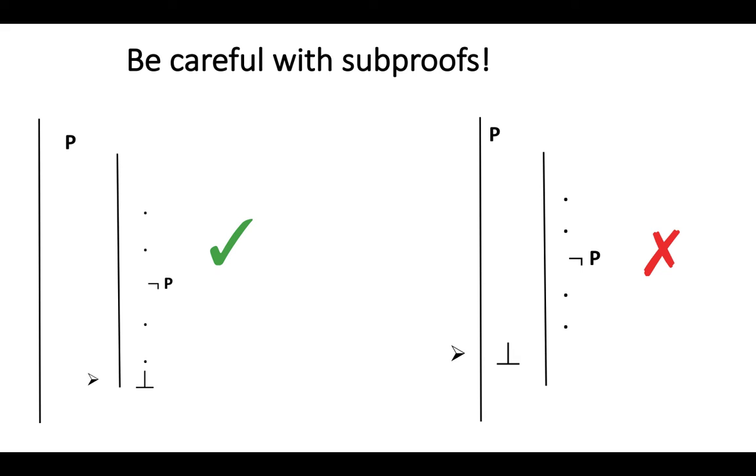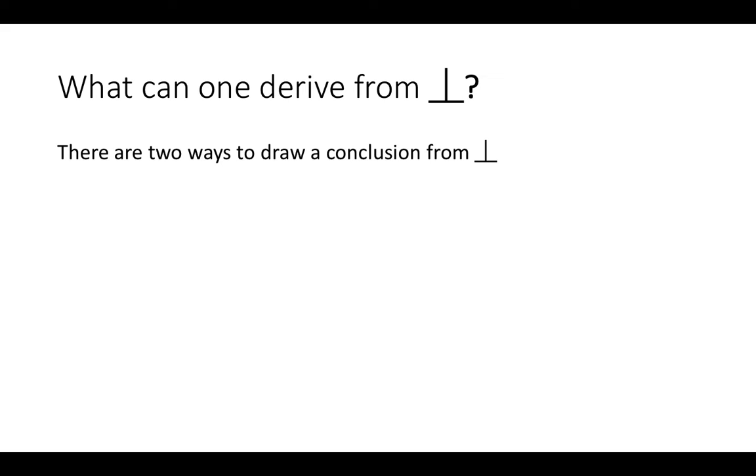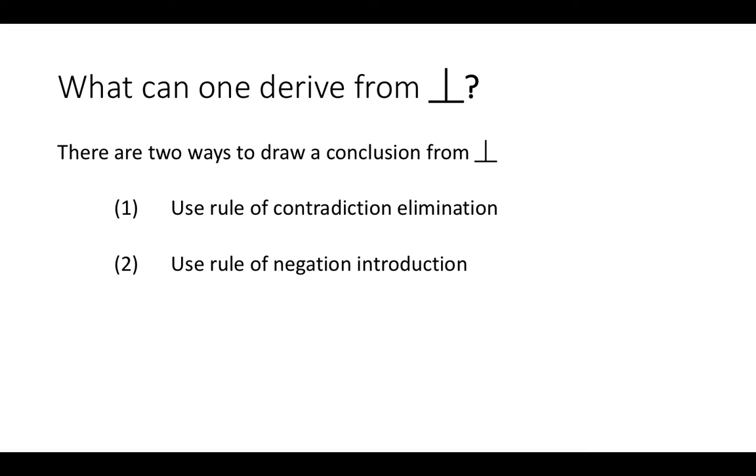Okay, so that's the rule of contradiction introduction. It tells us when we can introduce the contradiction symbol. But once we've got a contradiction symbol, what can we derive from it? Well, it turns out that there are two ways of drawing conclusions from a contradiction. The first way is to use the rule of contradiction elimination. This is what we'll look at now. The second way is to use the rule of negation introduction. We'll look at that properly in the next video. But for now I want to show you the rules side by side so you can see how they differ. Here they are.